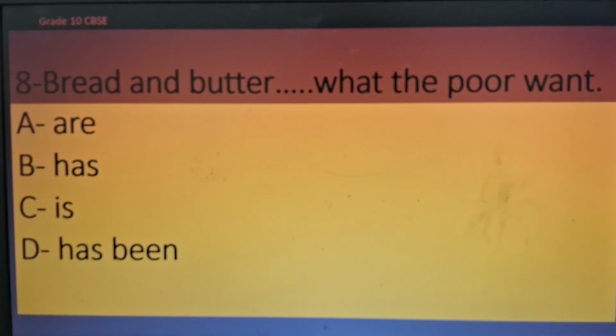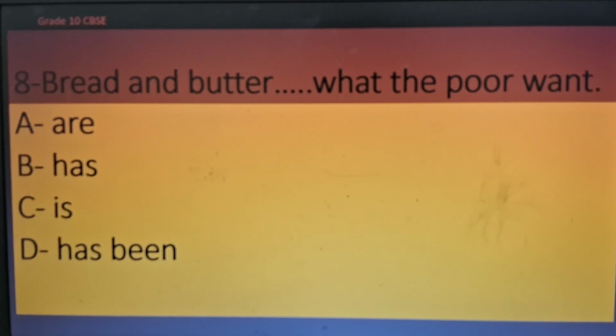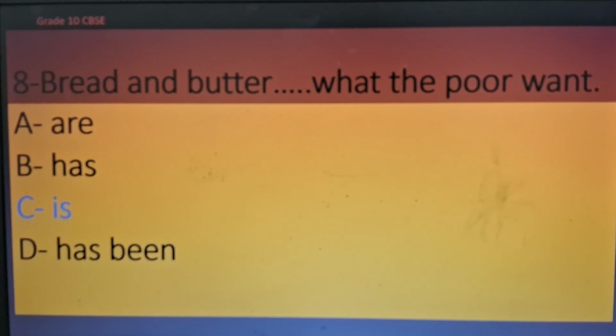Question 8. Bread and butter dash what the poor want. Option A are, option B has, option C is, and option D has been. Children, can you guess the answer? What is the answer? Yes, the answer is is. Here, bread and butter, both the nouns together express one idea. You may think that bread is a noun, butter is another noun joined by the conjunction and, and usually it should take a plural verb. But here both of them together express one idea, so we have to use a singular verb.